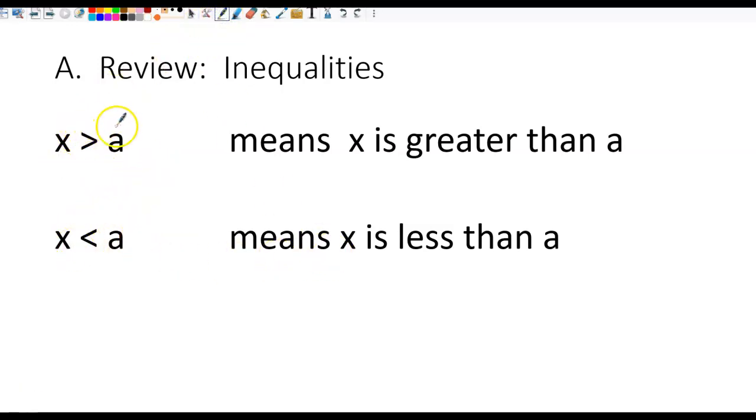And if you ever get confused on which one is which, think of this as Pac-Man. And Pac-Man always wants to eat the bigger numbers. So in this case, x is bigger than a. And in this case, since Pac-Man's not eating the x, he's eating the a, that would mean that x is less than a. Okay, so that's a good way to remember it if you forget what it means.